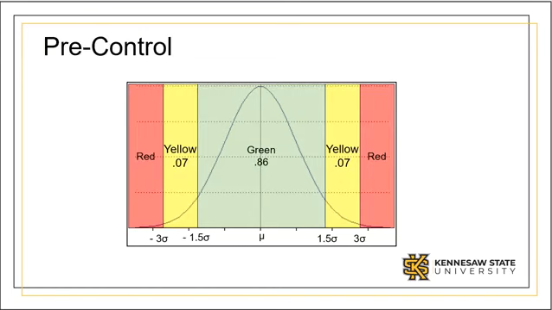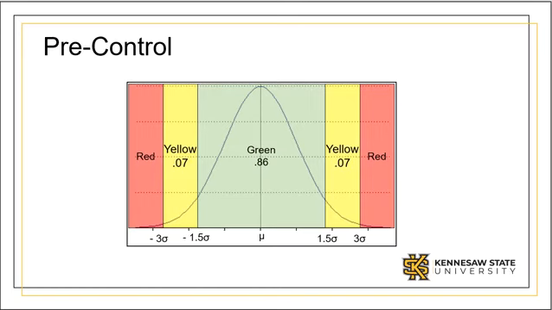Pre-control works like a traffic light. You can see that a normal distribution has been superimposed over the regions. You might recognize these regions as some of the regions described as part of the empirical rule. The green zone captures 86% of all the data under the curve.